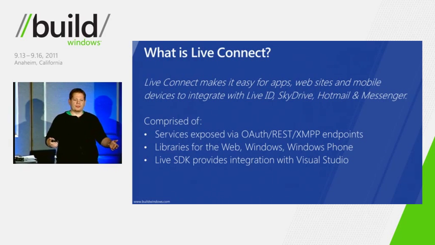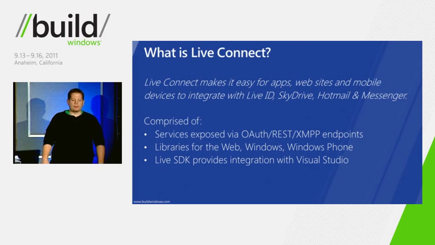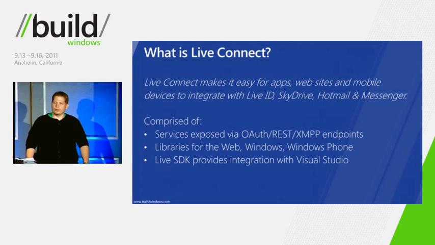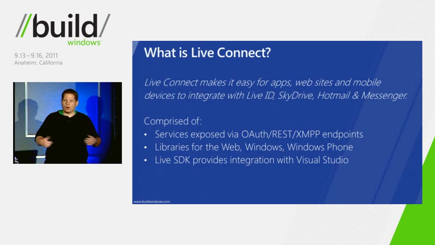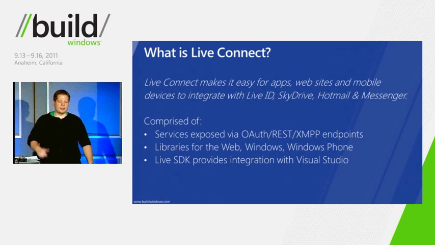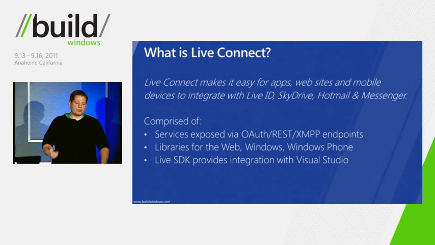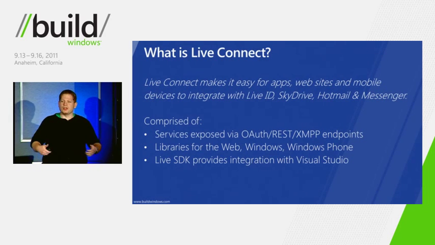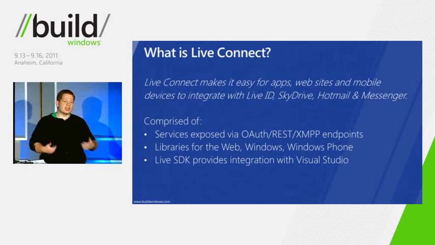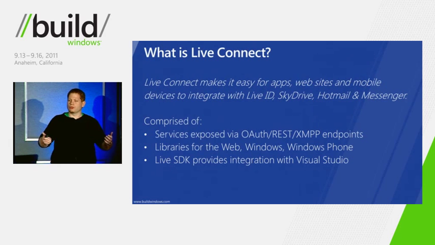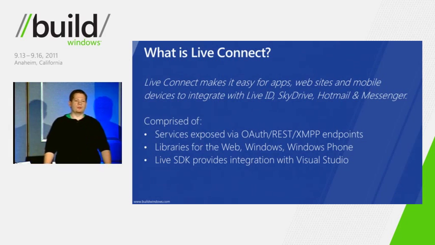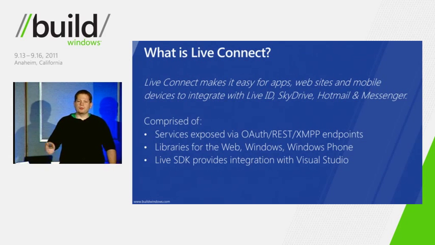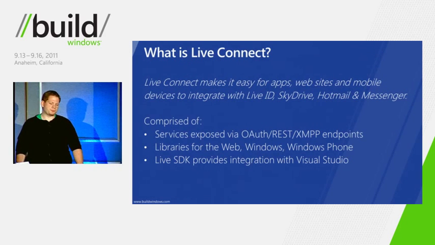We have a number of services. The services are exposed via a variety of protocols that make sense. For authentication and authorization, we have an OAuth 2.0 draft 20 endpoint that you'll use for that. We have a JSON-based REST endpoint for getting and manipulating users' live data. And then we have an XMPP endpoint, which is really specialized for Messenger, real-time communications and presence scenarios.